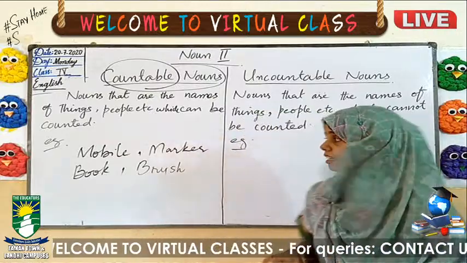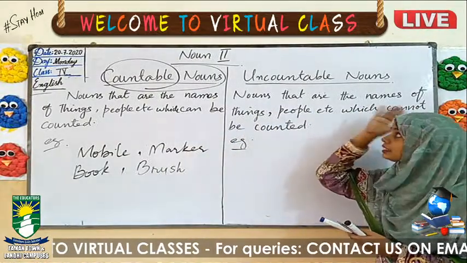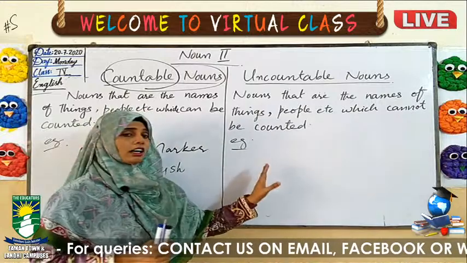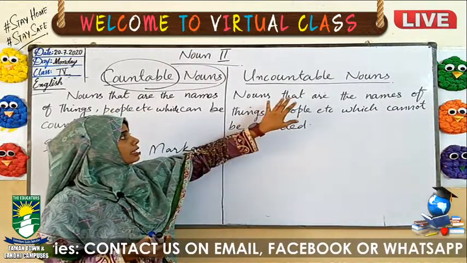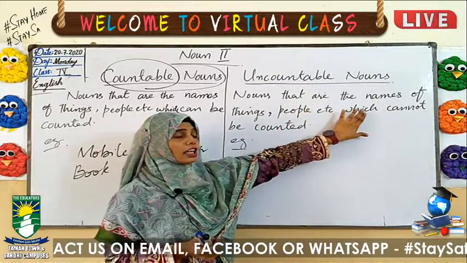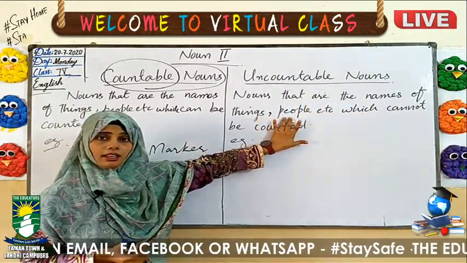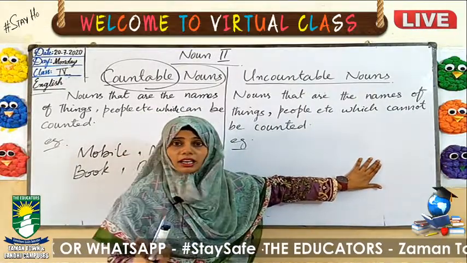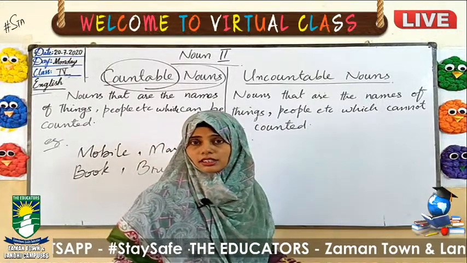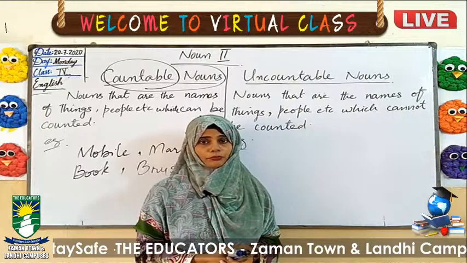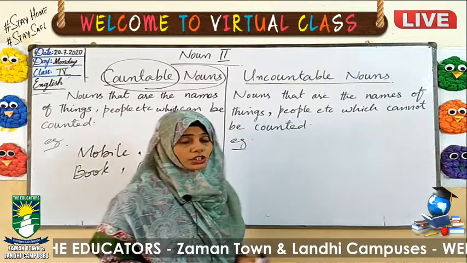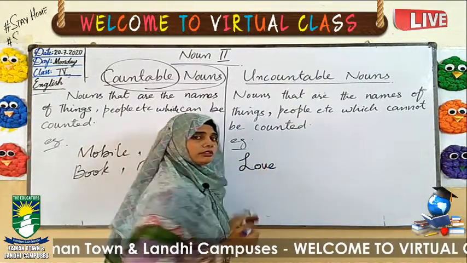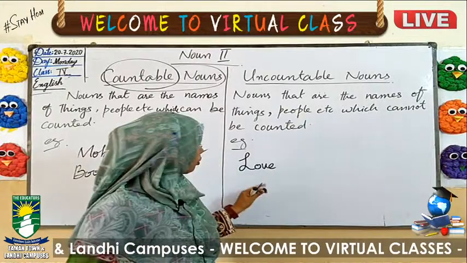Okay? Let's start to talk about uncountable nouns. Well, what are they? These are opposite to countable. Okay? Nouns that are the names of things, people, etc. which cannot be counted. Okay? There are many things in the world we cannot count. Just like, do you love your mother? Of course, everybody loves. Can you count it? 1, 2, 3? No, we cannot count it.